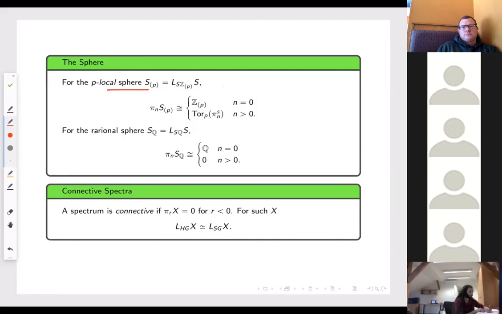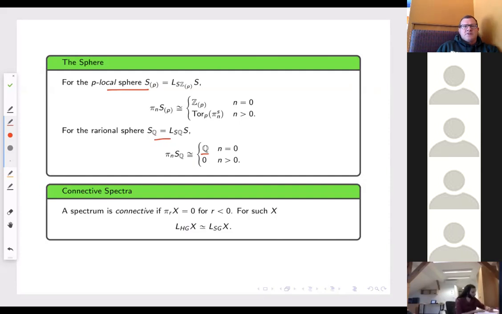The rational sphere is easier. In degree 0, you just have Q, and in degree bigger than 0, you have 0, because the stable homotopy groups of spheres are finitely generated abelian groups, and they're finite if n is bigger than 0. So if you tensor with Q, you lose it all.